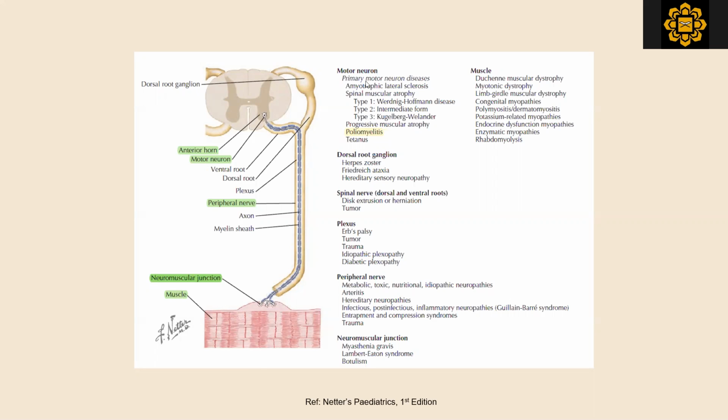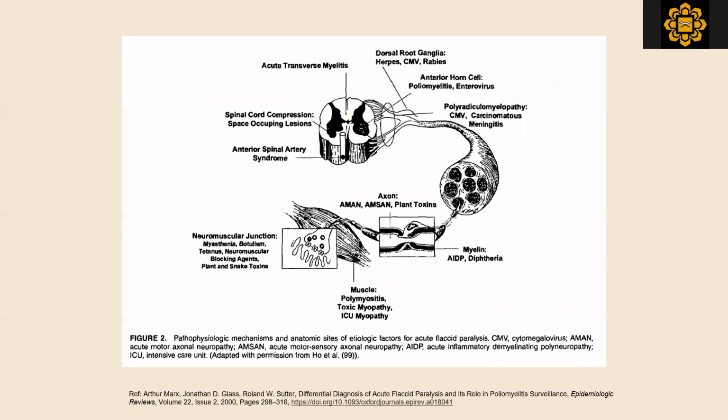So with this in the back of our mind, we can easily know what we would like to assess. It can guide us, and also guide what investigations we would like to order. Then this one includes the upper motor lesions, which is acute transverse myelitis, usually happening at the spinal cord, the grey or white matter. And sometimes a patient can have a space-occupying lesion, either an abscess or a tumor.